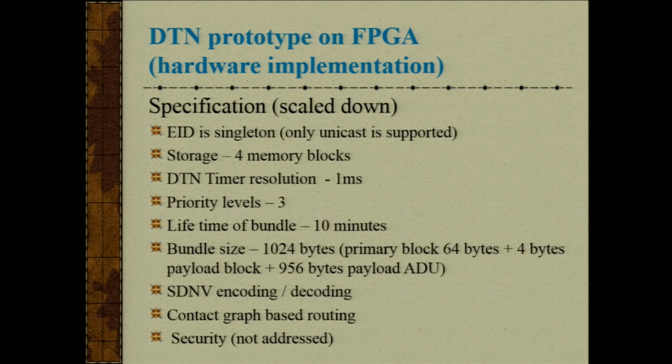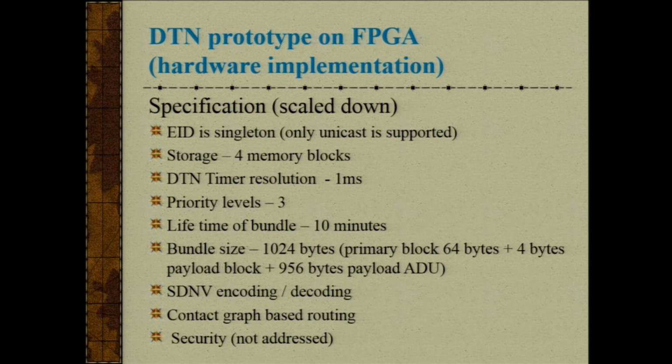Four memory blocks are used as storage. That means at the most four bundles will get stored in the network nodes. DTN timer resolution is 1 millisecond. Three levels of priority we have defined: normal, bulk, and expedited. Lifetime of the bundle we have defined as 10 minutes. Bundle size is 10 bytes, and the payload size is 956 bytes of payload application data unit.